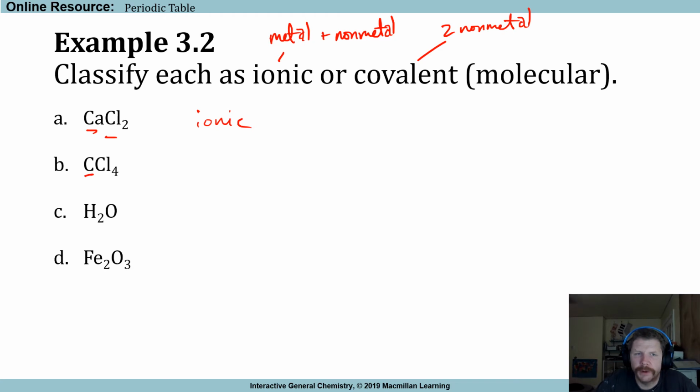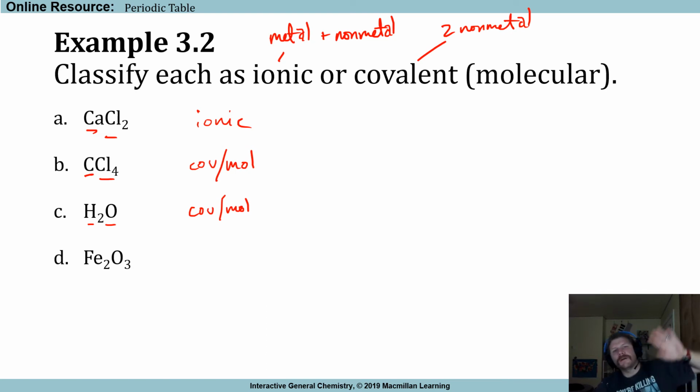Carbon is a nonmetal, chlorine is a nonmetal. So this would be, I'm going to say, cov-mol. Hydrogen is a nonmetal, oxygen is a nonmetal. Again, cov-mol. Those are two nonmetals.